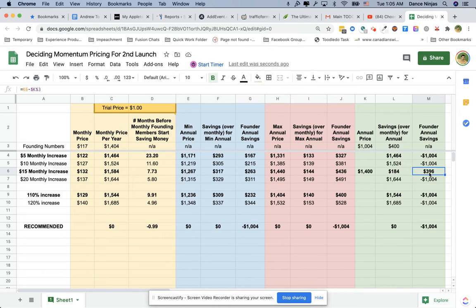The founder savings is 396. Right, not bad. I definitely like this number. This number, I don't know if that's enough to entice people to do the annual. I would try to reach for something in the $300 range, I think. If we do 1400 here, we're closer, right? We're still at 396 there, and it's $244 that they're saving, so it's much closer to the final number.